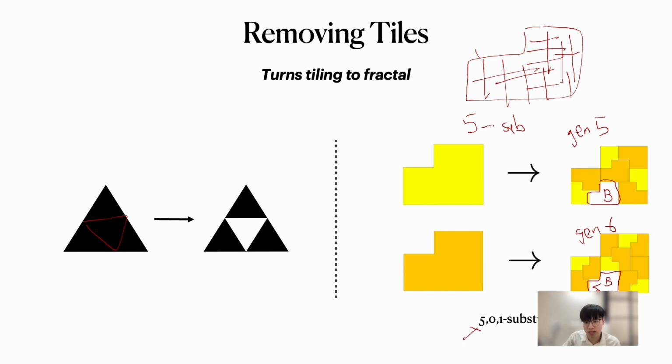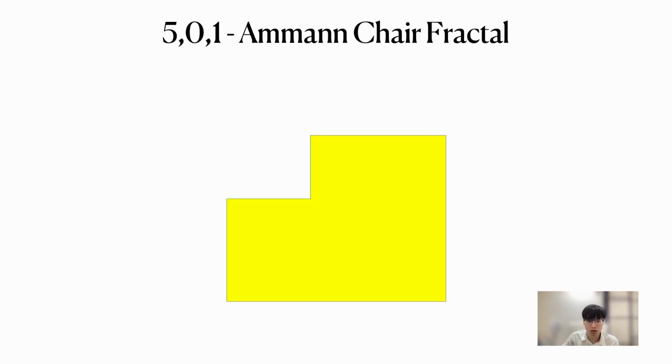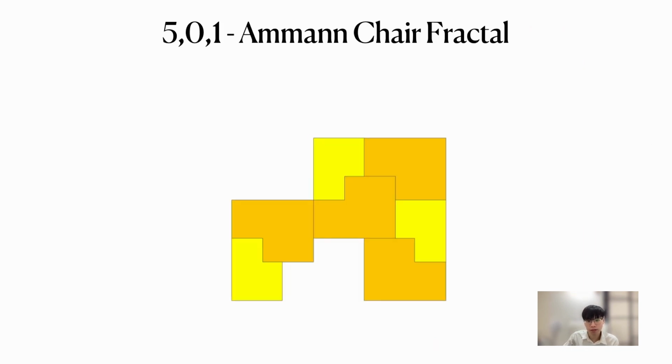So 5 here is the N substitution, 0 is the number of small tiles removed, and 1 is the number of big tiles removed. So here's a big tile. Let me do some edits. Here is a small tile. So this substitution we call a 501 substitution. We just remove certain parts and we see how it goes in the substitutions. So here is an example.